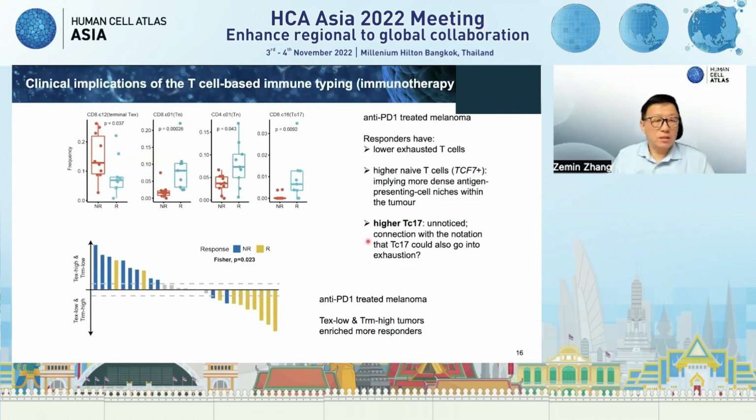Then we ask the question, if you take this classification, would it correlate with responses to immunotherapy? It seems like there is a trend that they would correlate. There's not a whole lot of data for those, but if you take those melanoma samples treated with anti-PD-1, the responders tend to fall into this category where you have lower exhausted T cells and high TRM groups of cells.